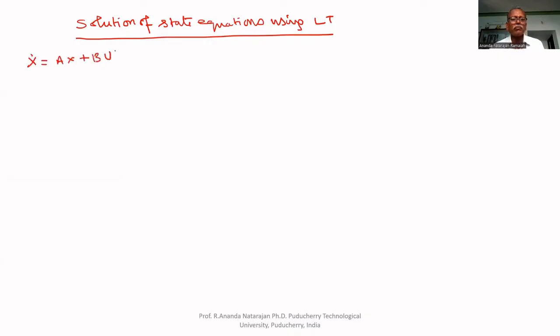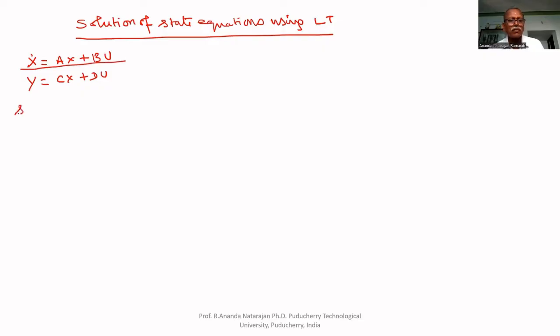Solution of state equations using Laplace transform. Let x dot equal to Ax plus Bu be the state equation. Its output equation is y equal to Cx plus Du, where A, B, C, and D are matrices. Let us take this and take the Laplace transform.